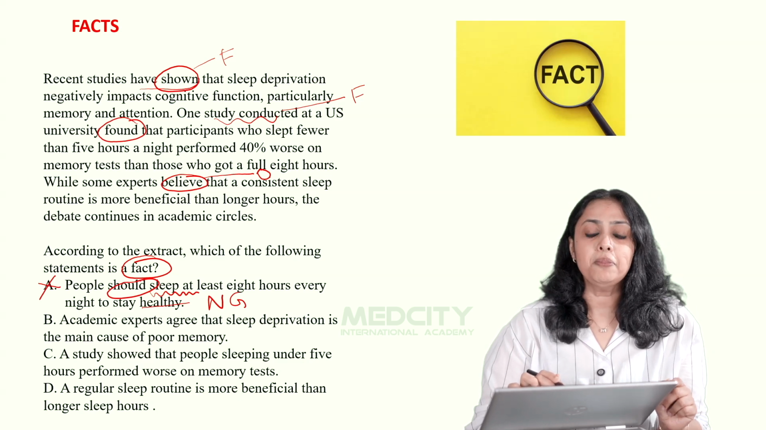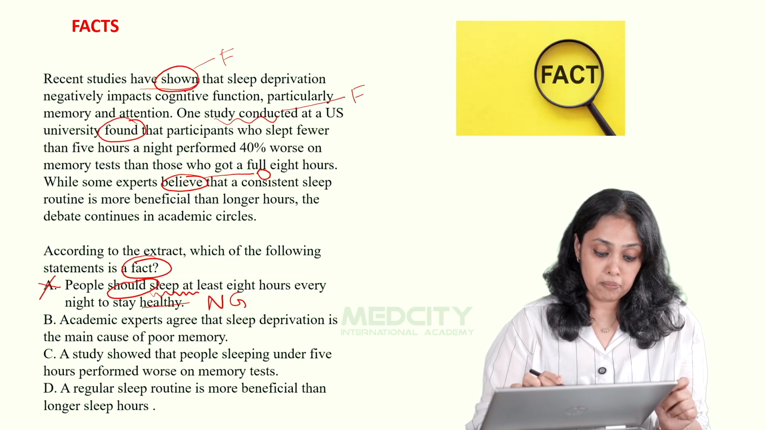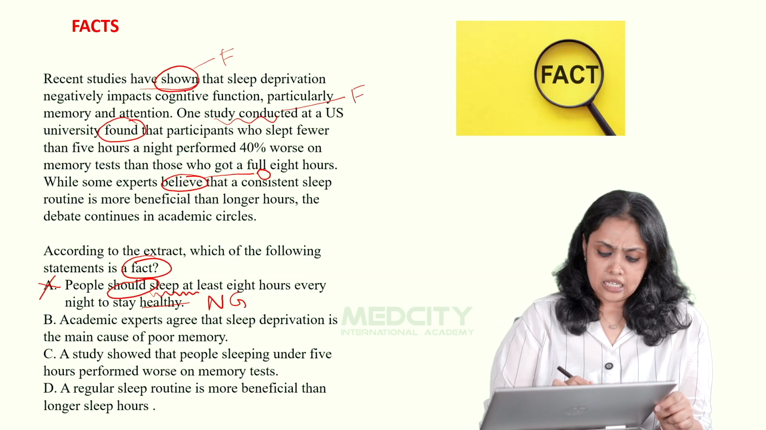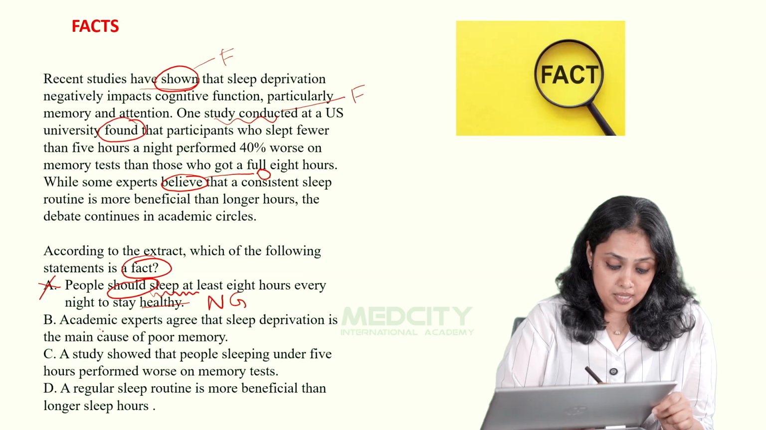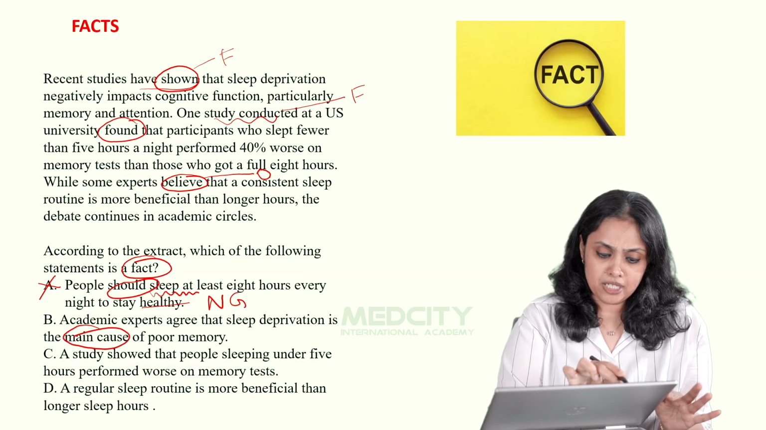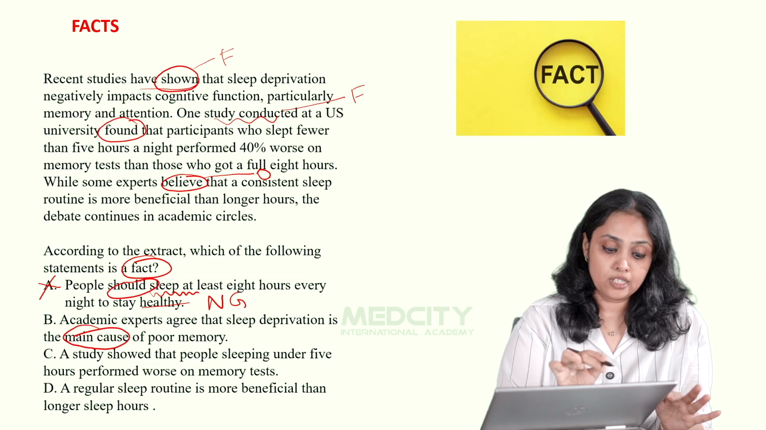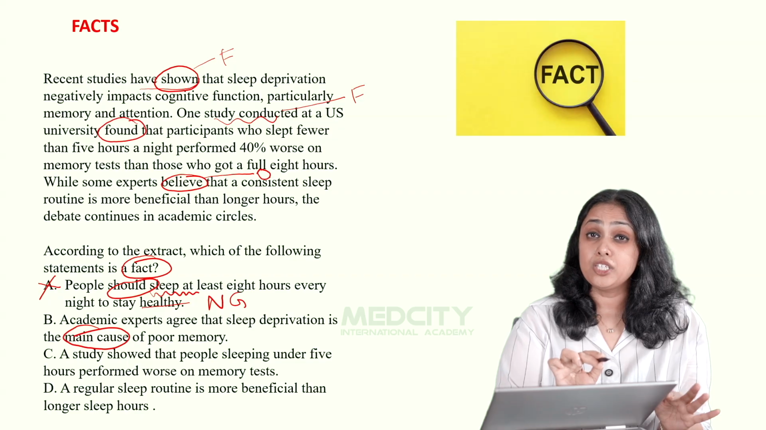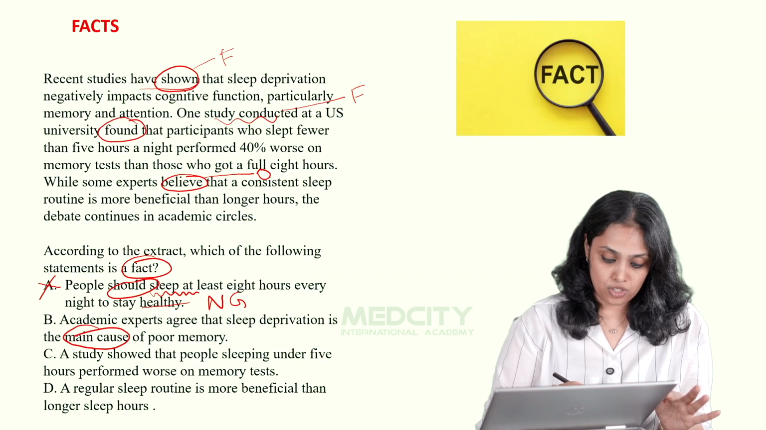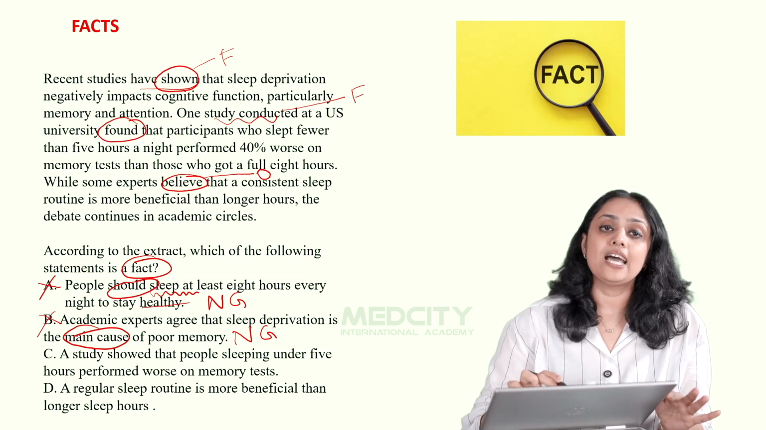Next option, option B. Academic experts agree that sleep deprivation is the main cause of poor memory. Is it mentioned? Of course, it is mentioned that sleep deprivation negatively impacts cognitive function, particularly memory and attention. But is it mentioned as the main cause? No, not at all. So for that reason, it's not given. We can eliminate B as well.